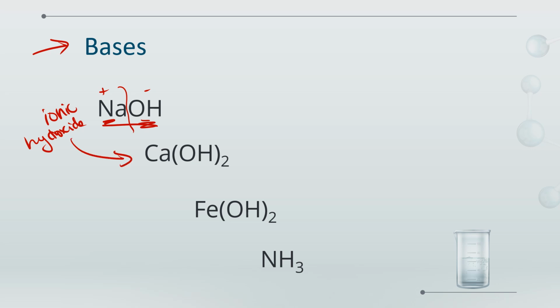Calcium hydroxide is also an ionic hydroxide. There is an ionic bond between the calcium and the hydroxide. It actually doesn't dissolve in water all that great, but we are still going to get those hydroxide polyatomic ions. It is also a strong base.